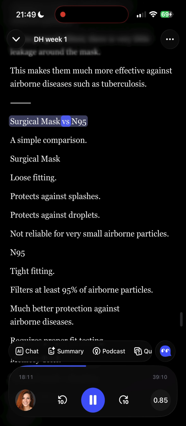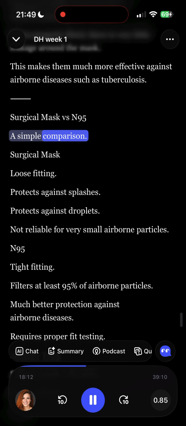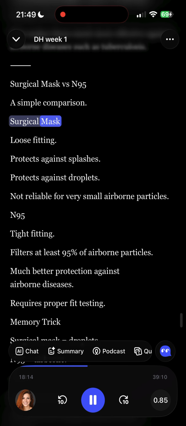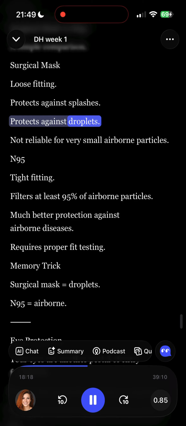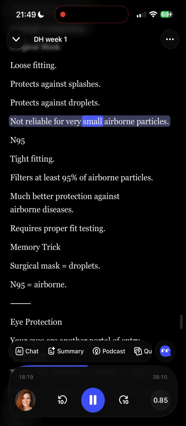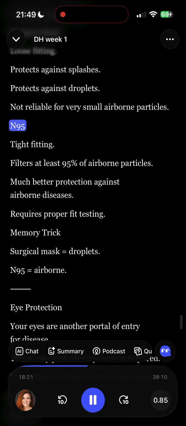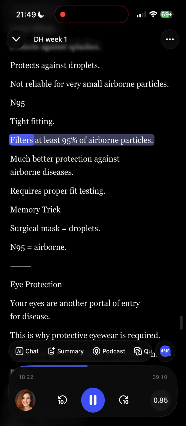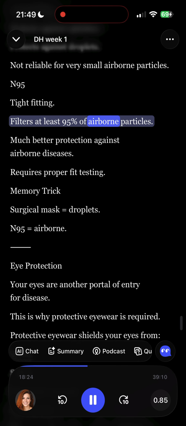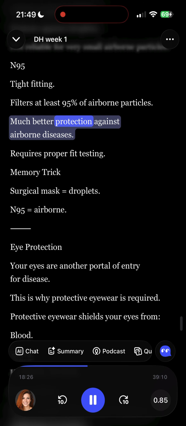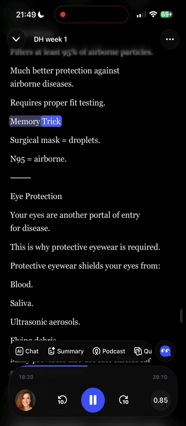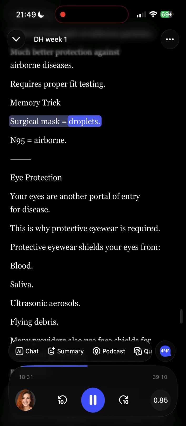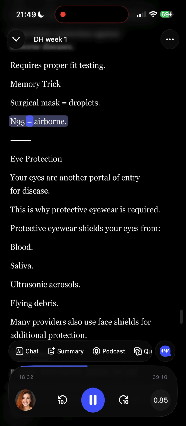Surgical mask versus N95. A simple comparison. Surgical mask: loose-fitting, protects against splashes, protects against droplets, not reliable for very small airborne particles. N95: tight-fitting, filters at least 95% of airborne particles, much better protection against airborne diseases, requires proper fit testing. Memory trick: surgical mask equals droplets, N95 equals airborne.